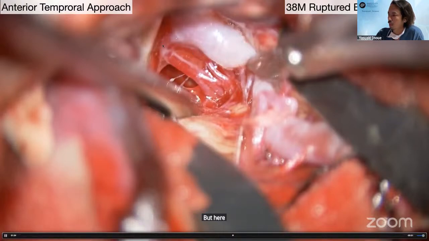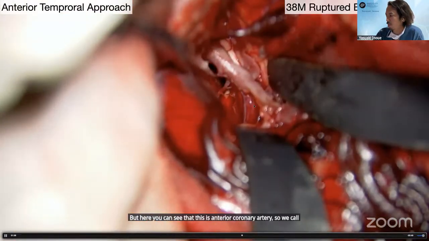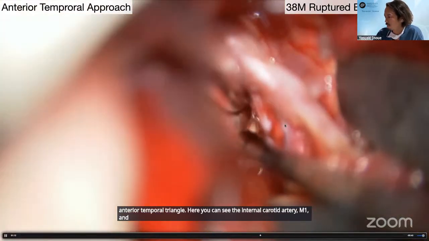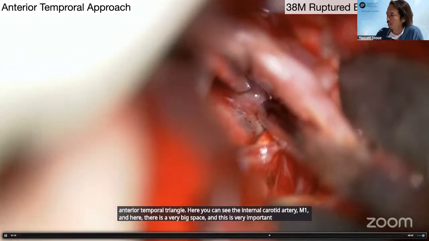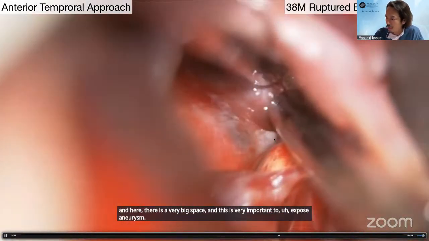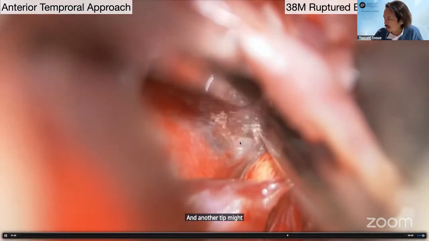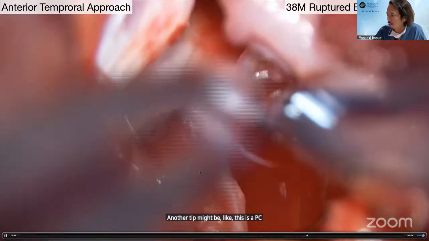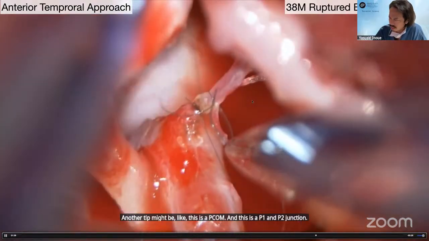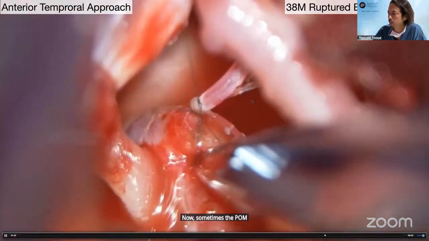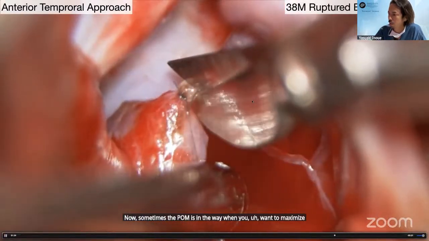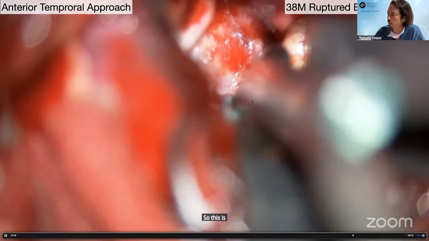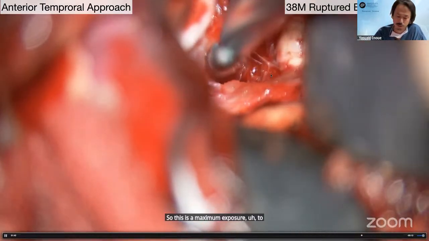Here you can see the internal carotid artery, so we call it the anterior temporal triangle: the internal carotid artery, M1, and here there is a very big space, which is very important to expose the basilar tip aneurysm. Another tip: this is the rupture point. And another tip: this is the PCOM, and this is the P1 and P2 junction. Sometimes the PCOM is in the way when you want to maximize the exposure. In those cases, we might be able to ligate and cut it. So this is the maximum exposure to approach the basilar tip aneurysm.